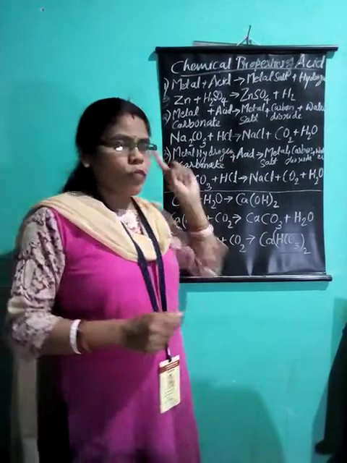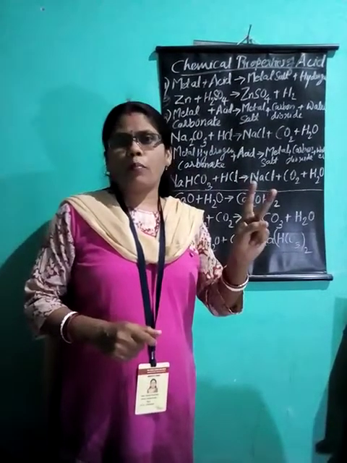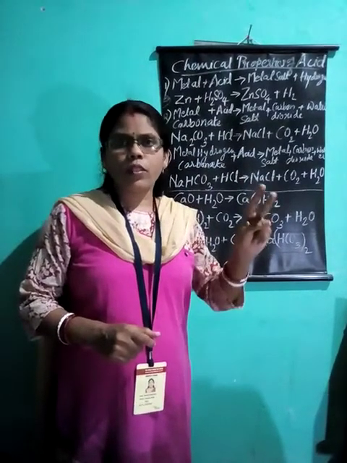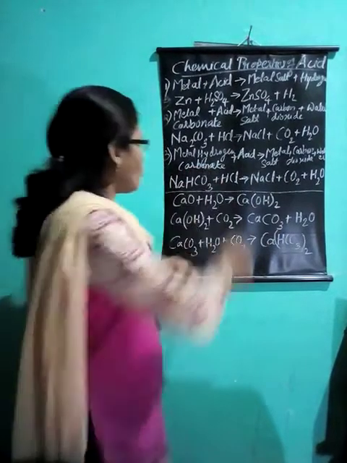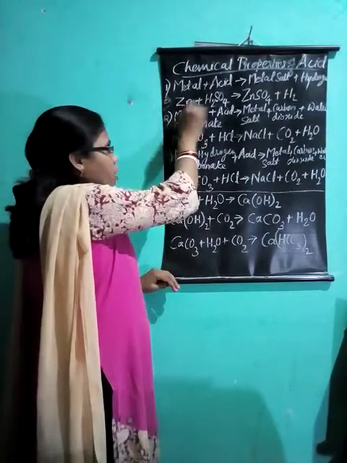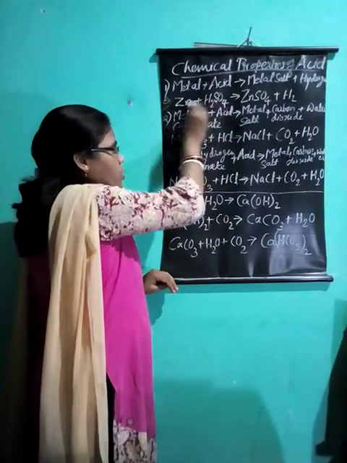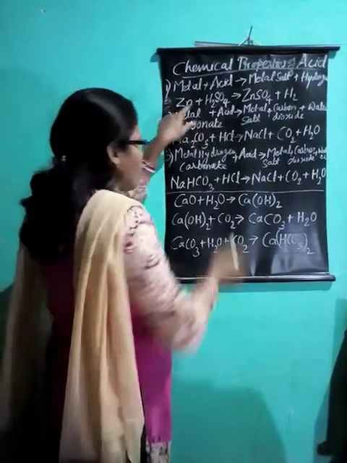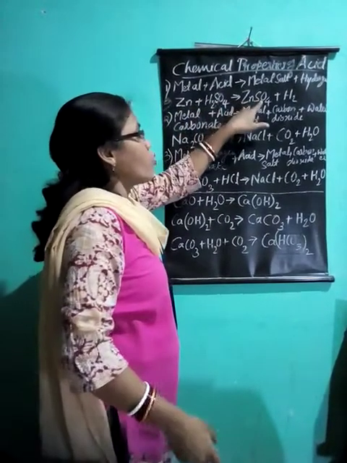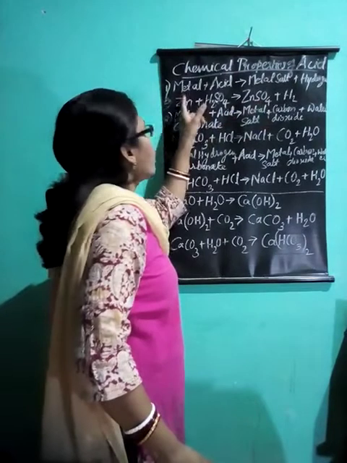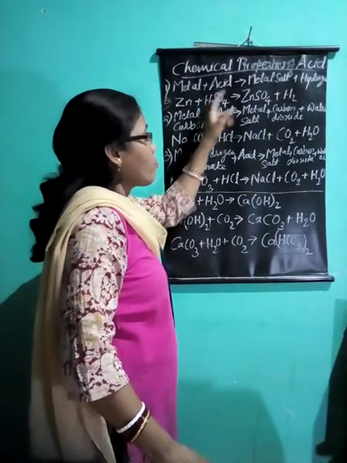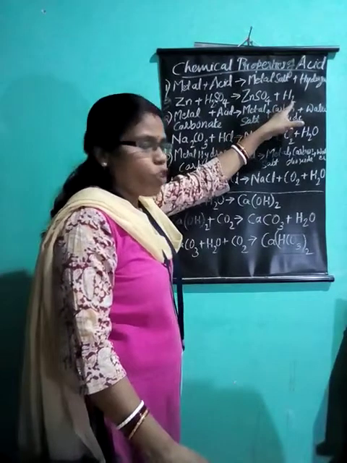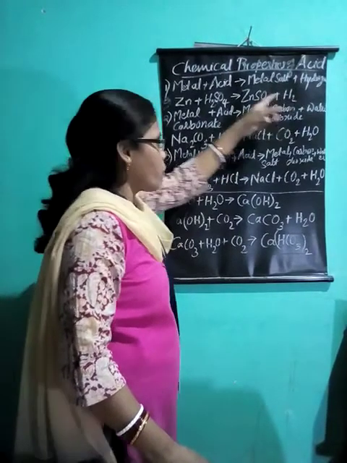So here, when metal is combined with acid, what happens? Metal salt is obtained and hydrogen gas is obtained. So the reaction we are going to see is Zn plus H2SO4. Zn is your metal, H2SO4 is your acid. It forms ZnSO4. What does Zn do? It displaces hydrogen and then hydrogen gas is obtained. A displacement reaction is taking place.